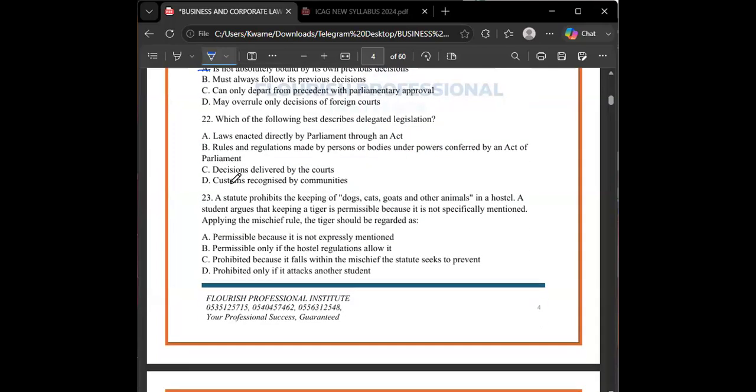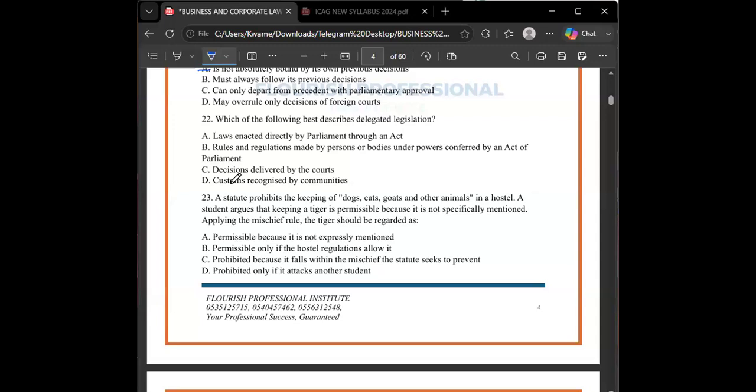Question 22. Which of the following best describes delegated legislation? A. Laws enacted directly by Parliament through an act. B. Rules and regulations made by persons or bodies under powers conferred by an act of Parliament. C. Decisions delivered by the courts. D. Customs recognized by communities.